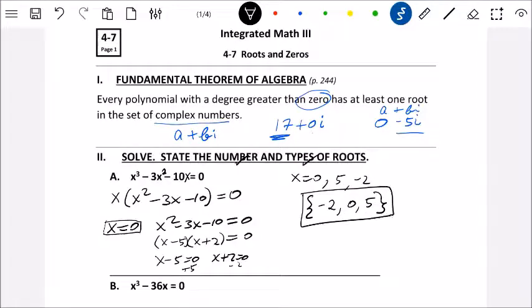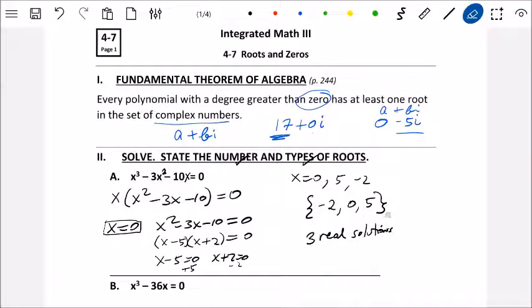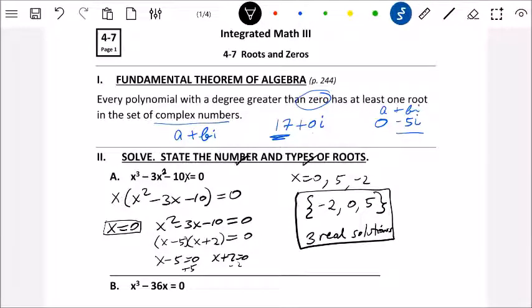Now, that's the solution, but we want the number. So there's 3 solutions. And actually, I'll just say 3 real solutions, and that tells us the type. 3 real solutions. And such is our answer. We have solved it, and we have stated the number and the type of solutions.